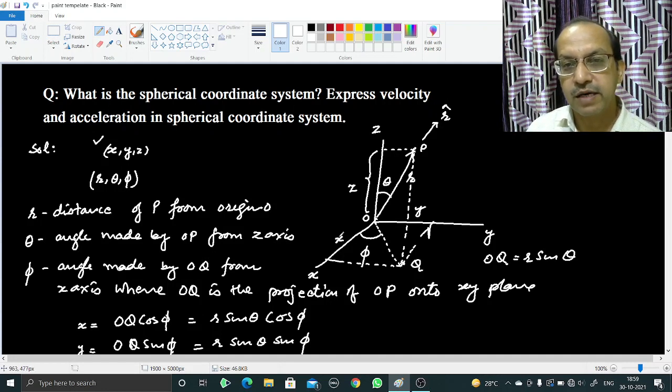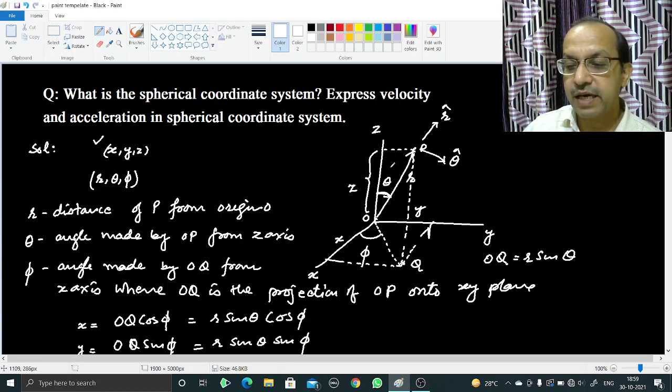All three unit vectors, the basis vectors, will be perpendicular because it is an orthogonal coordinate system. Where will be theta cap? Theta cap will be perpendicular to r cap, and it is in the direction of increasing theta. So it will be in this direction. So it will be theta cap. Where will be phi cap? We will discuss it later.